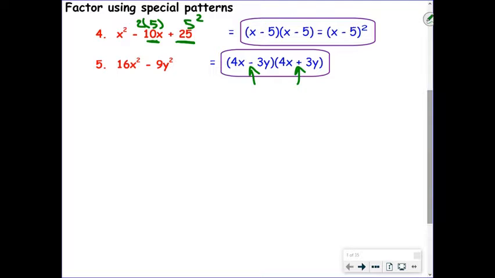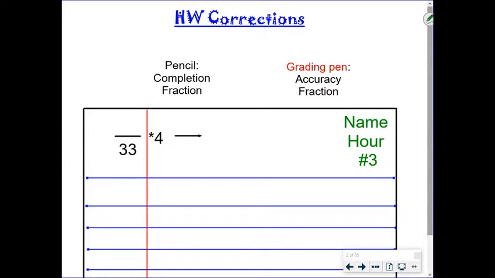And the next one, I look and I see, okay, it's a minus. I have 16 and 9. Both of those are perfect squares. So I know it's going to be one's plus, one's minus. They're going to be the same.